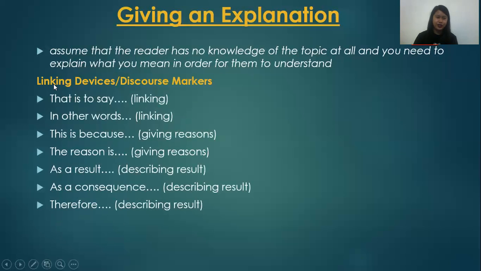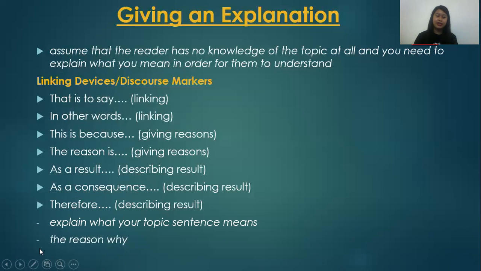So we have here some of the linking devices that are commonly used in IELTS writing. Of course, there are a lot more to this, but for the sake of giving examples, these are some that you can also use. That is to say, in other words, these are linking devices. This is because, the reason is, for giving reasons, and as a result is a consequence, and therefore for describing results. Right? So that means there are three different ways of how we can give an explanation. First, to explain what your topic sentence means by using these two devices.